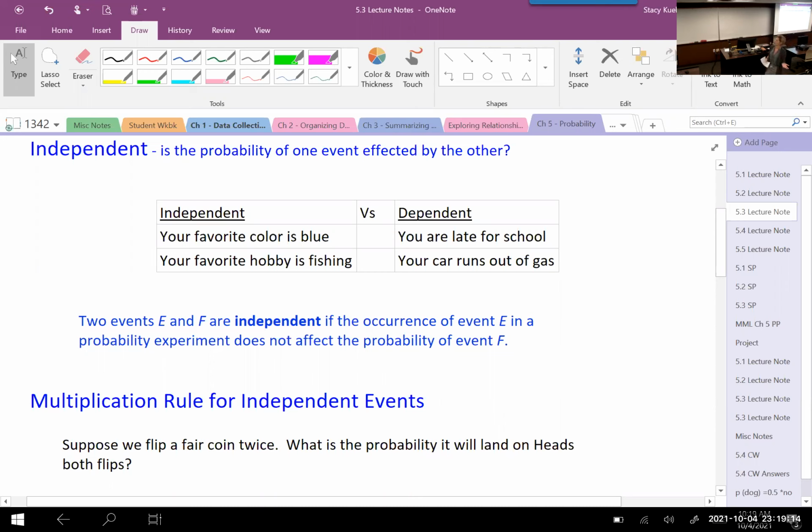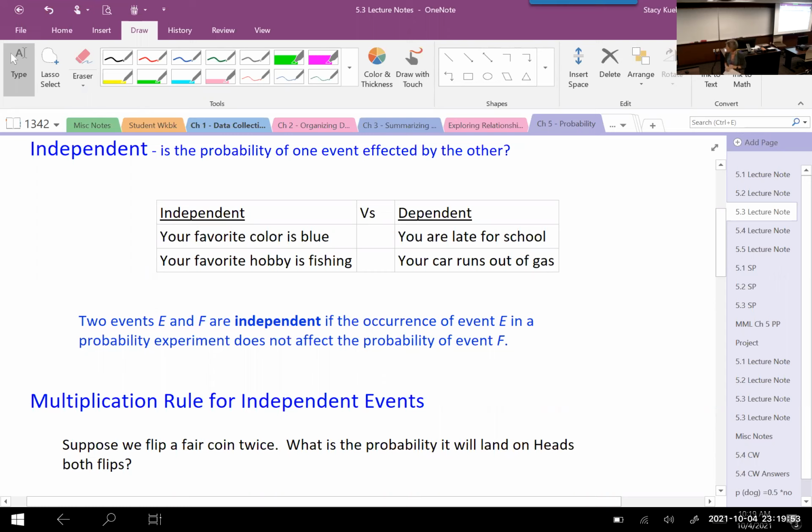In other words, your favorite color is blue, you are late for school. So the probability that your favorite color is blue, the probability that you're late for school. Does the probability of you having the favorite color of blue affect the probability of you being late for school? No, they're independent of each other. The probability of one thing has no impact on the probability of the other. Let's look at the next one, however. The probability that your favorite hobby is fishing, the probability your car runs out of gas.